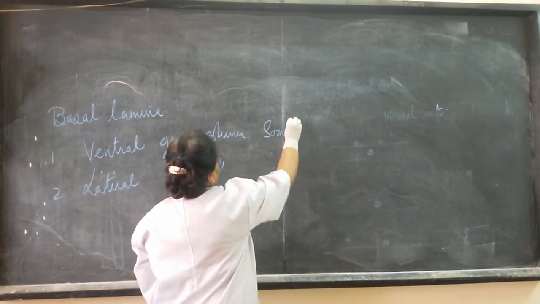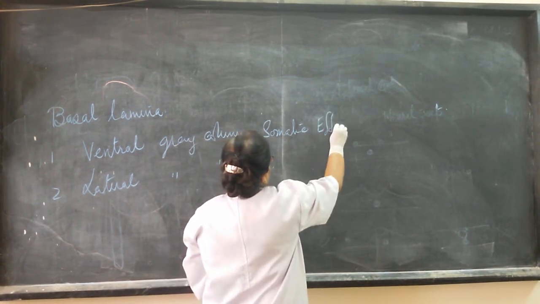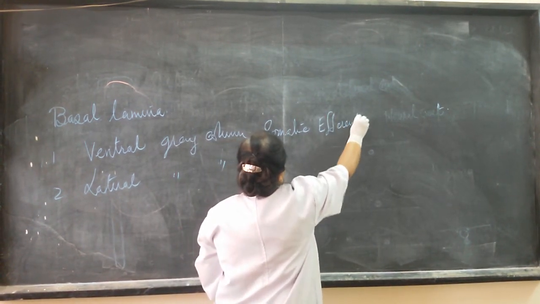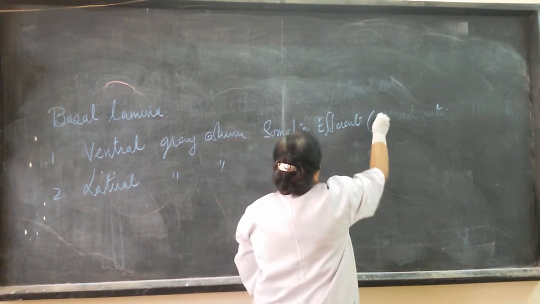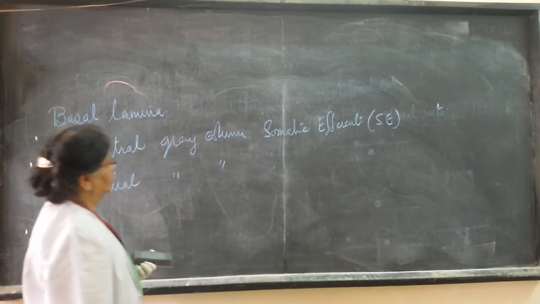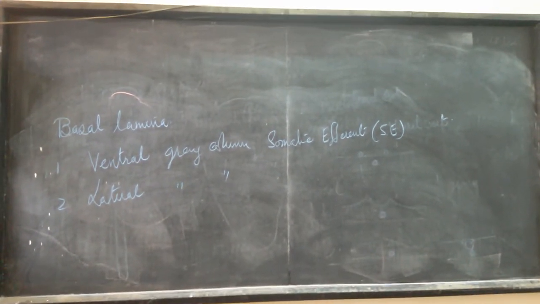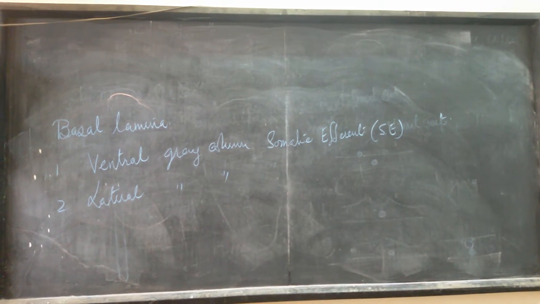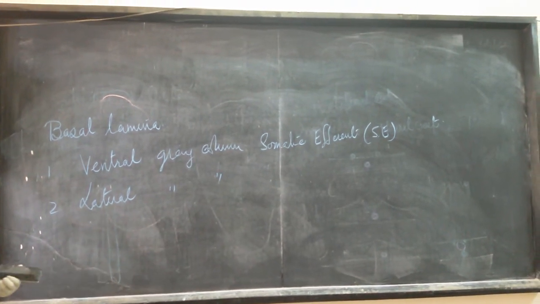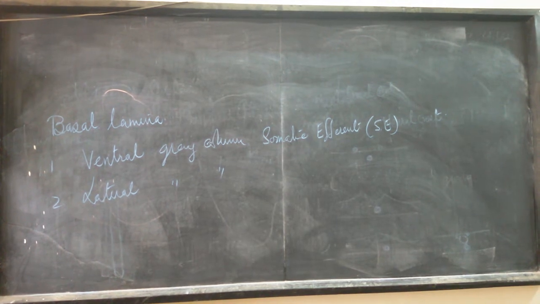Somatic efferent. And neurons of this region supply the muscles developing from the somites, like the muscles of the limbs, muscles of the trunk, and muscles of the neck.